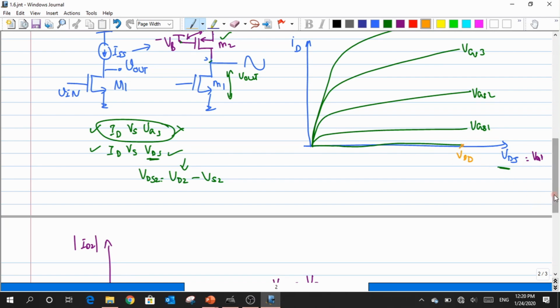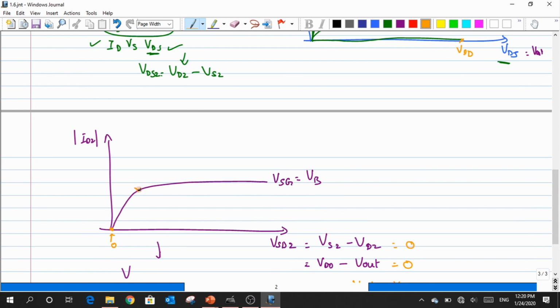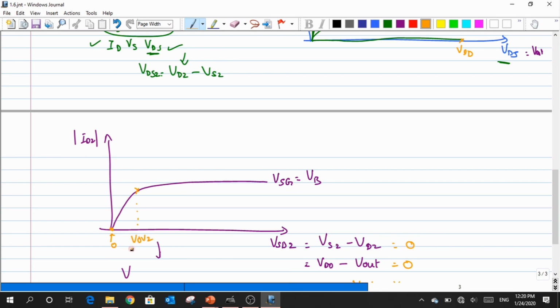So now that I've picked my 0 point and translated it onto this graph, let us pick this particular point where I'm at the edge of saturation. Let us take it as VOV2. Okay, am I right? So what is my VOV2 here? Yeah, it is VGS minus VT, right? So it is nothing but VB minus VTP, the modulus of VTP. Okay. So that particular point I want to translate onto this graph.